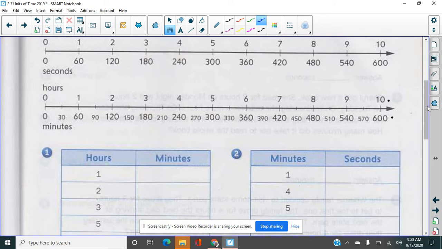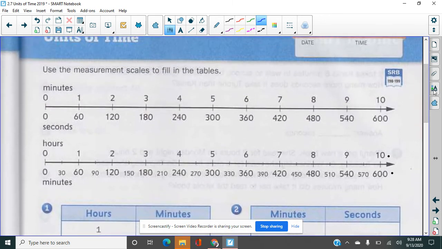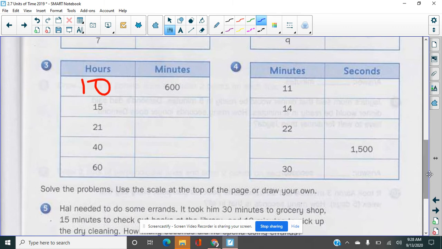But what I'm thinking about is, well, 15 hours, that's the same as 10 plus 5 hours, right? So 10 hours plus 5 hours equals 15, right? 10 plus 5 equals 15. So if I take the minutes that go with those two, then I'm going to get the number of minutes in 15 hours. 600 plus 300 would equal 900.